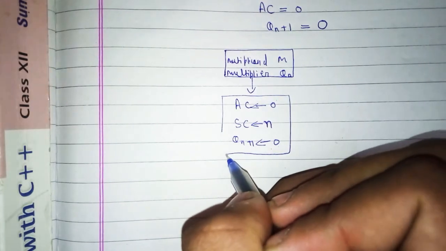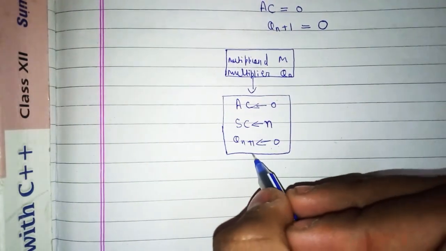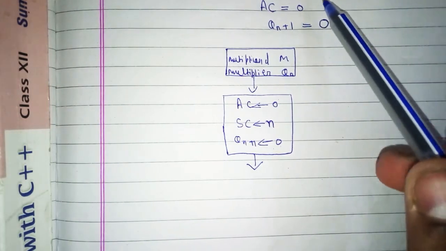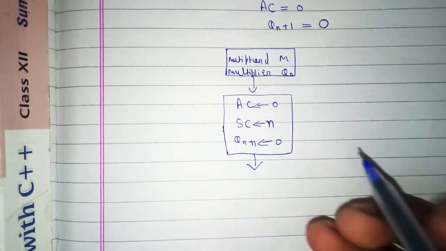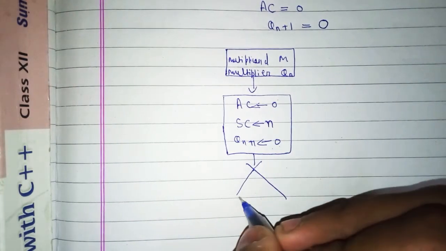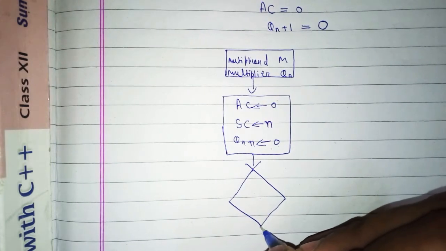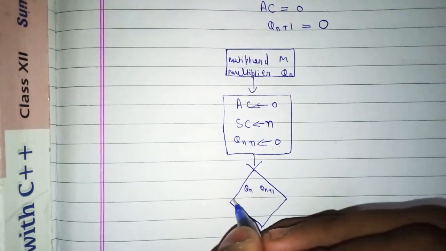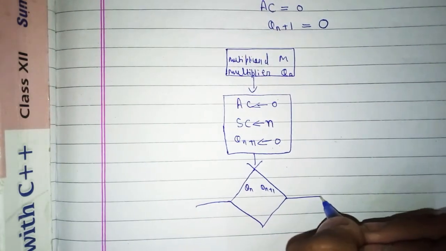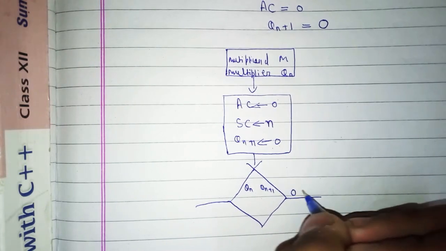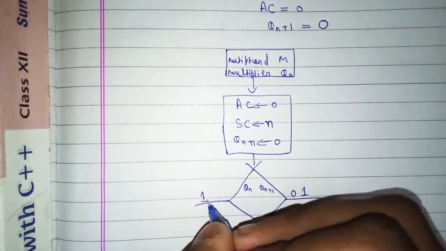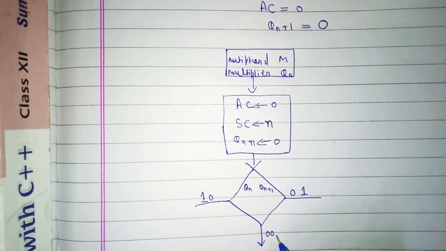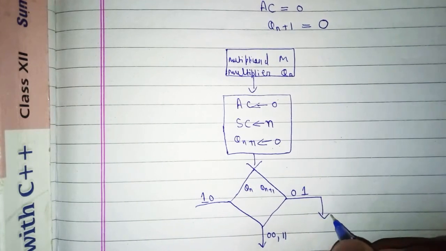So this is like this. Then after that we have to check the condition. We will check the condition of qn and qn plus 1. So see it like this. This is qn and this is qn plus 1. So we can have two values, whether it can be 0 1 or 1 0, or it can be 0 0 or 1 1. So see what will happen.